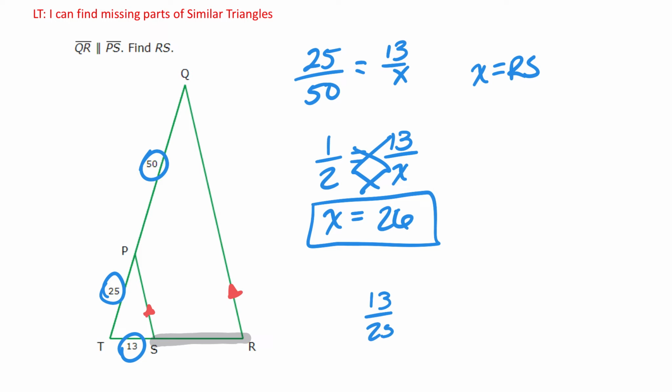Again, you could have set this up multiple ways. You could have done the proportion as 25 over 50, and it would have all worked out just the same. You could have set 13 over 25 is to x over 50. There's a lot of correct ways to do this. Just make sure that you're comparing comparable parts.